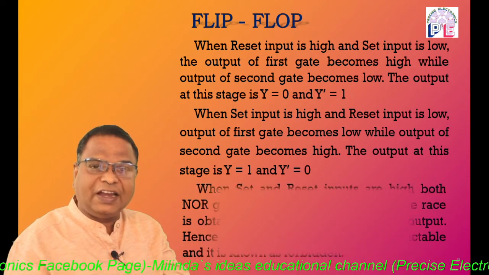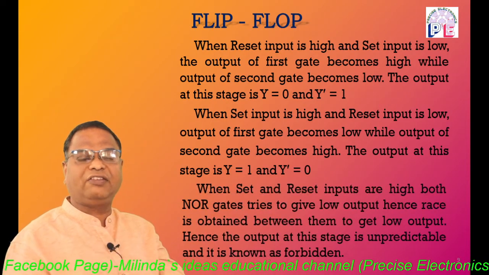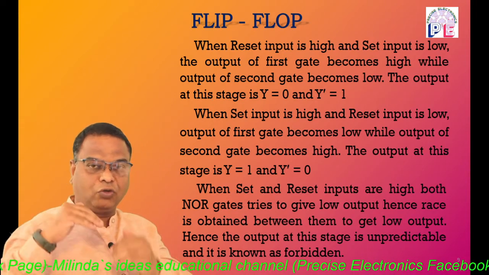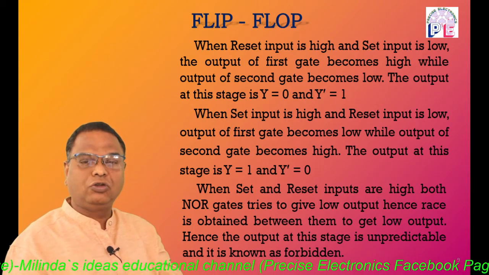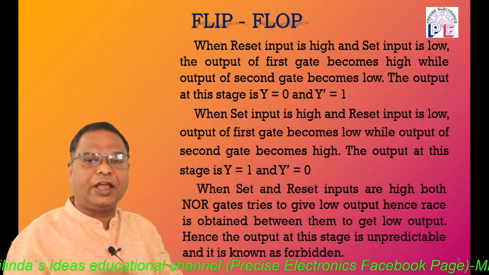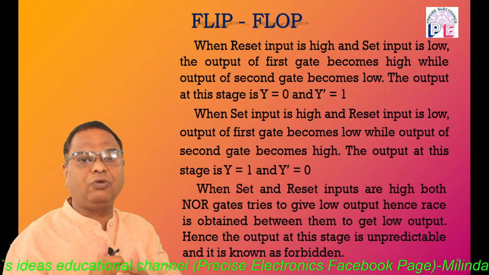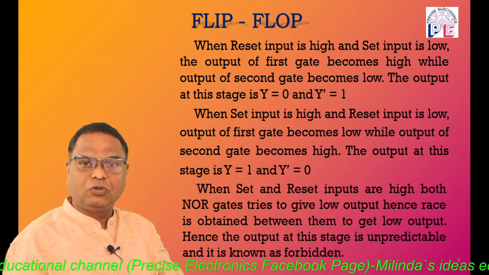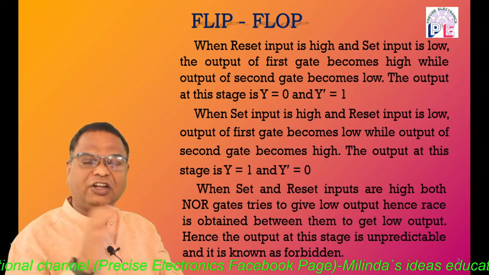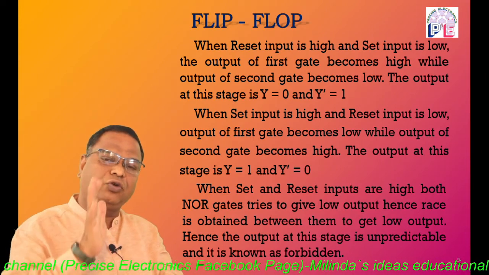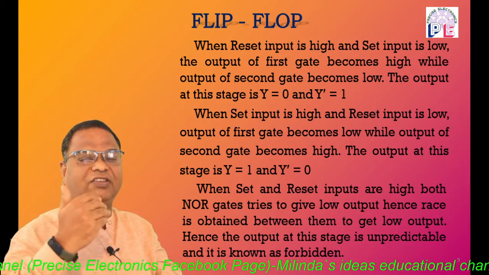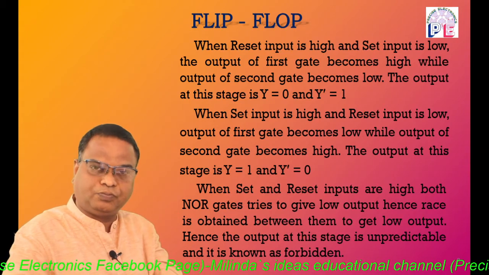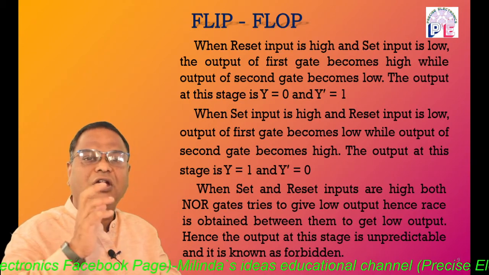What is the last condition? That is when both set and reset inputs are high. When both set and reset inputs are high, both NOR gates try to give low output. Whatever may be the second input, both NOR gates try to give low output, and for that purpose there is a race between them to give low output. So output at this stage is once again unpredictable. We are not able to predict the output state, and this condition is known as a forbidden condition, or a race condition. So when both set and reset are high, the flip flop is in race mode or forbidden mode. So that is RS flip flop by using NOR gate.